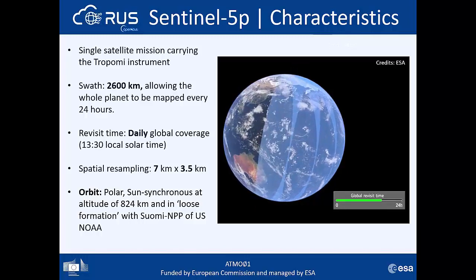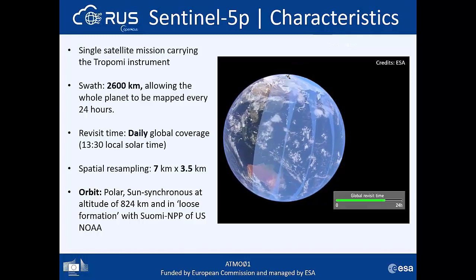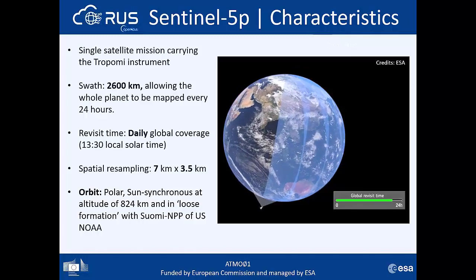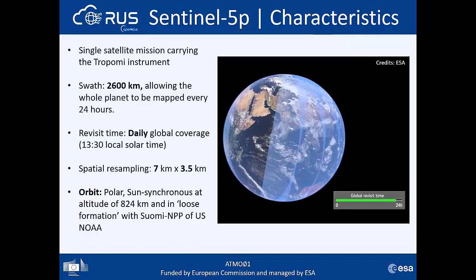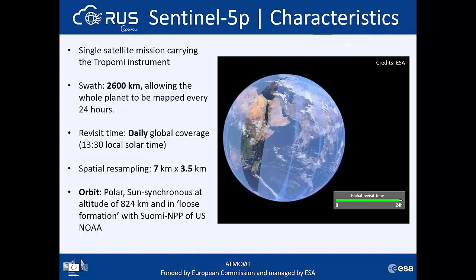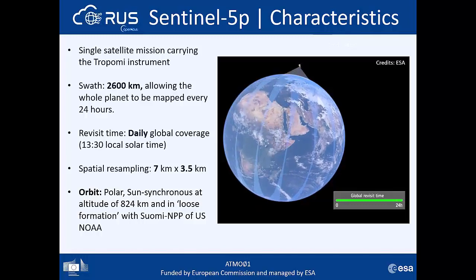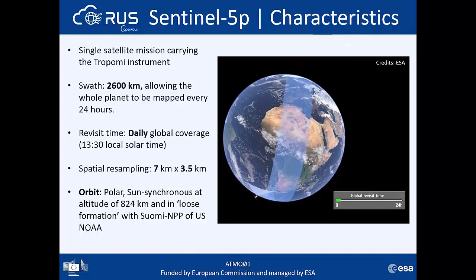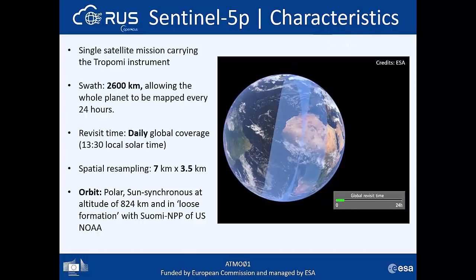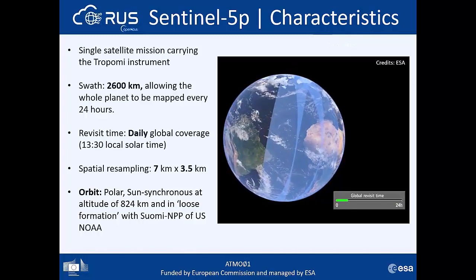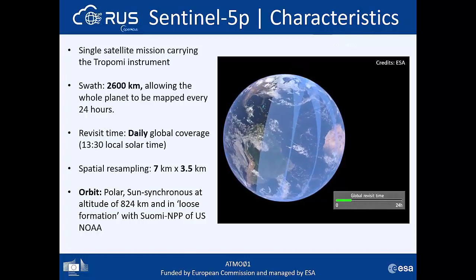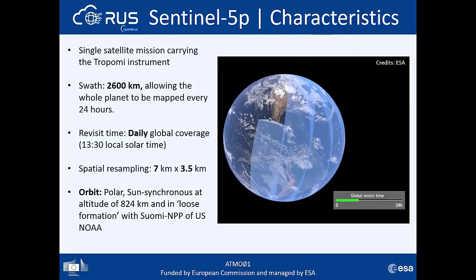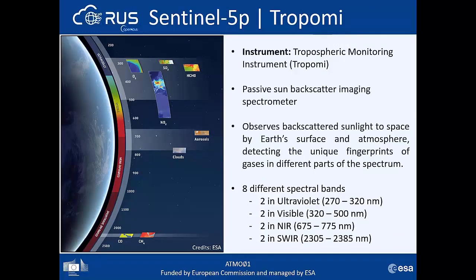And it follows a polar sun-synchronous orbit in loose formation with the Suomi mission from NOAA. Loose formation here means that Sentinel-5P orbits 3.5 minutes behind the Suomi instrument, and the reason for this is that the Suomi Visible Infrared Imager Radiometer provides a collocated high-resolution cloud mask, which is important for the detection and calculation of methane.